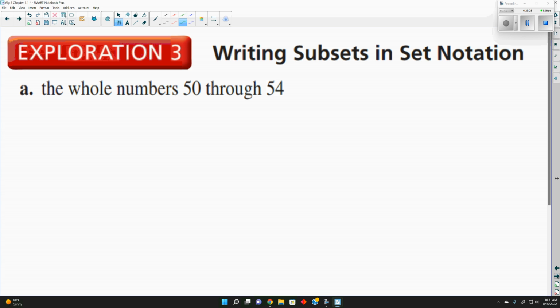So this is the last part, writing subset and set notation. So I did include it here. I think this was actually in the first number of the note sheet. Writing the whole numbers 50 through 54. So the whole numbers, we're not talking about decimals, we're not talking about fractions, we're just talking about what numbers? 50, 51, 52, 53, and 54, yes? That'd be pretty easy to write, yes? And that's what's going to be the big thing with writing these. Okay. 50, 51, 52, 53.